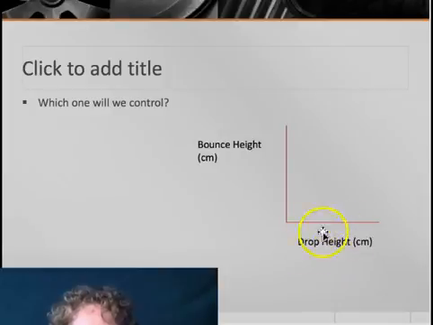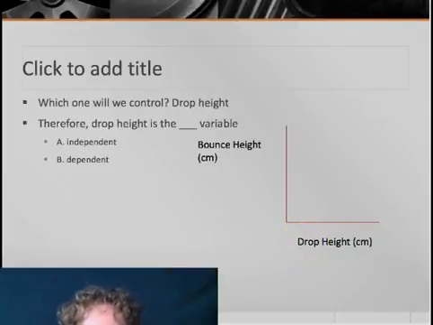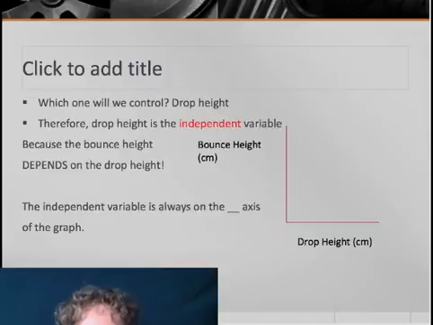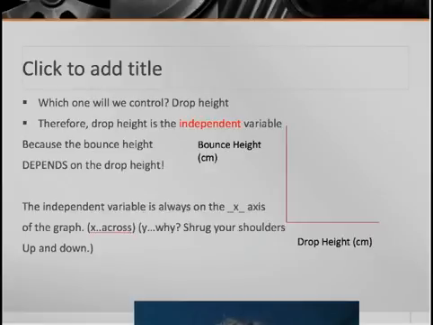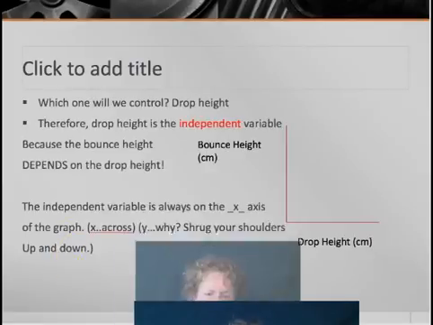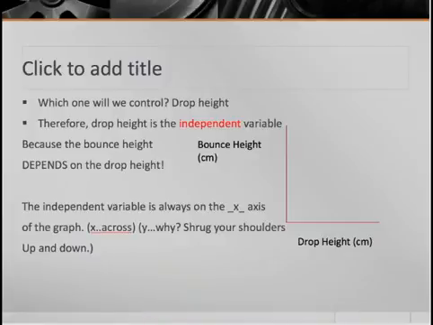In our drop height experiment, drop height versus bounce height, we chose the drop height before we bounced the ball. Drop height is the independent variable. The independent variable is always on the x-axis of the graph, the horizontal axis. If you need to remember the difference between x and y, shrug your shoulders like this, and remember y is up and down.